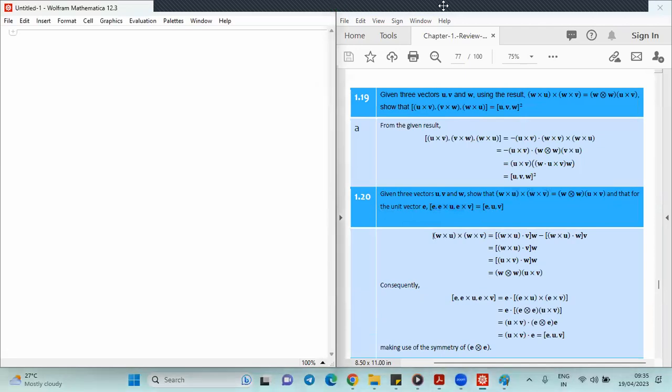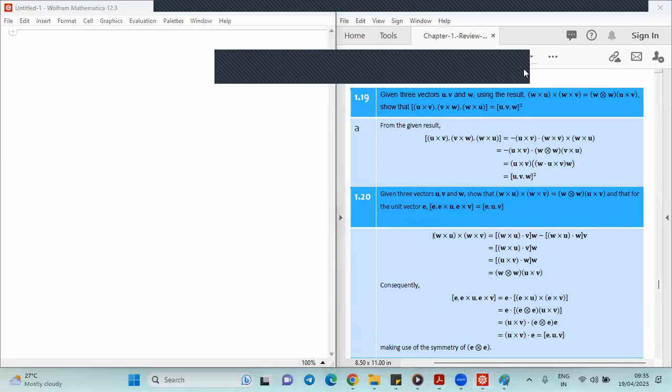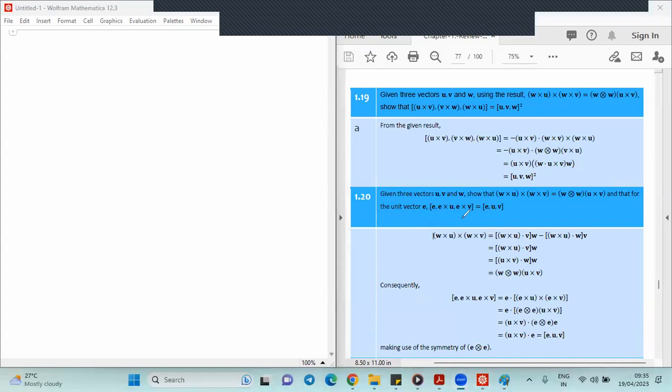So let's begin. I would start writing. So this is, again, U cross V cross W cross V, right? Let's look at it closely. W cross U cross W cross V.